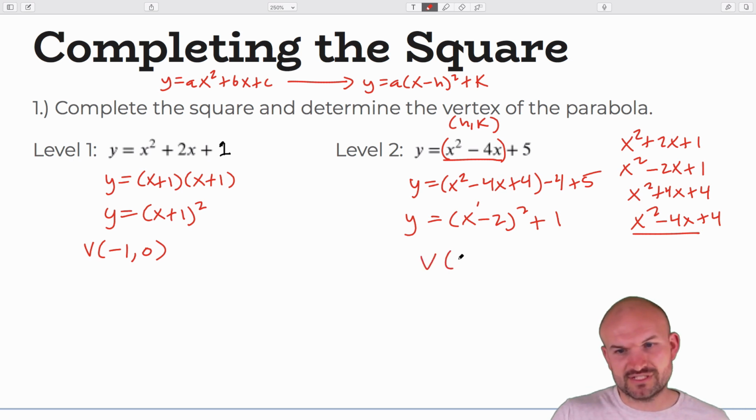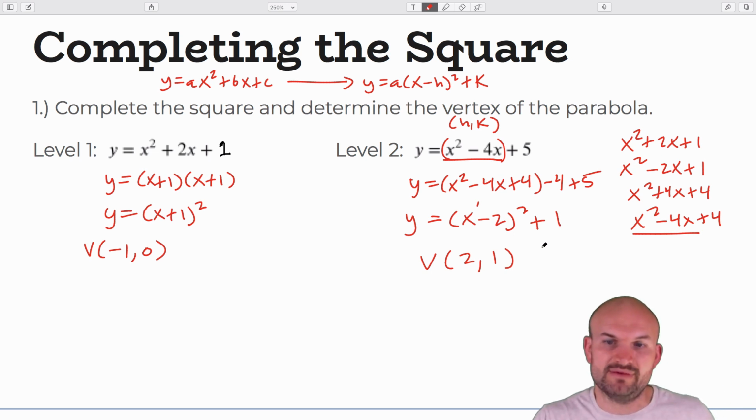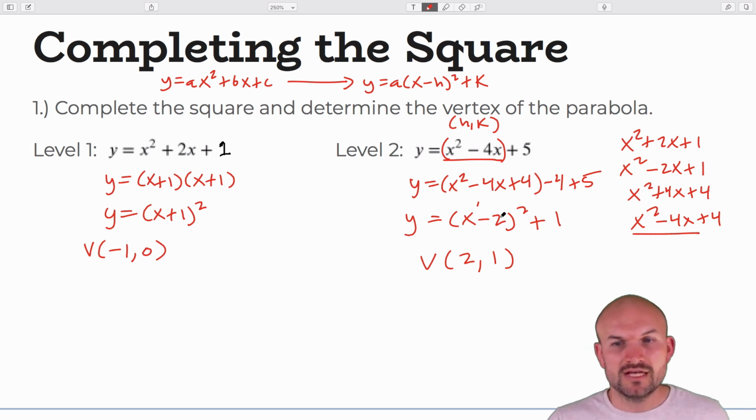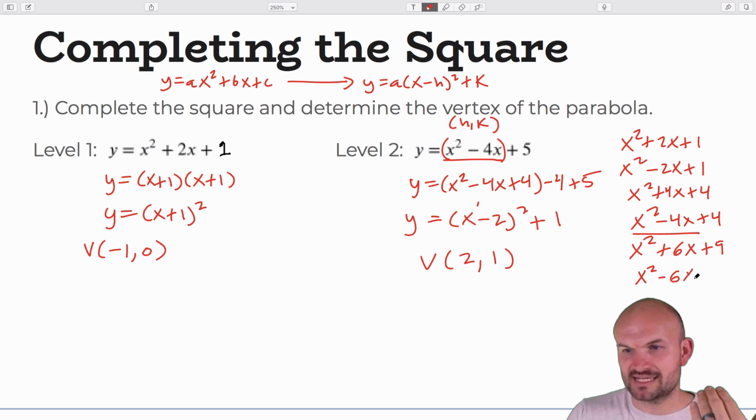Now you can see that my vertex here is going to be (2, 1). Again, using the opposite value 2, and then k in this case is going to be my 1, which will be the same sign. So if you have a good sense of perfect square trinomials, you could just do x squared plus 6x plus 9. x squared minus 6x plus 9.